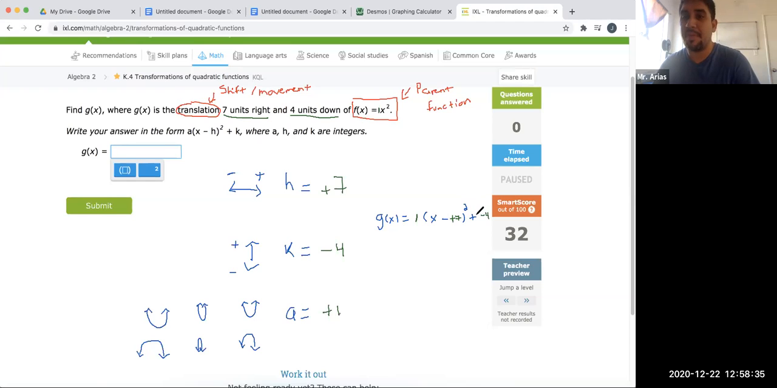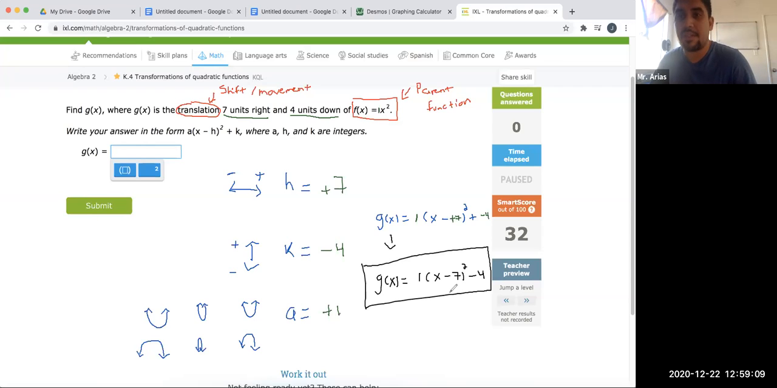Okay. And after doing some simplification, because we have a minus next to a plus and a plus next to a minus for h and k, they simplify down to just having a minus symbol. So the final answer, I'm going to put it in black ink right here, will be this. g of x is equal to 1 times parentheses x minus 7 to the power of 2 minus 4. This box right here says that this is the equation of a function in vertex form that reflects the changes that were described initially in the problem.